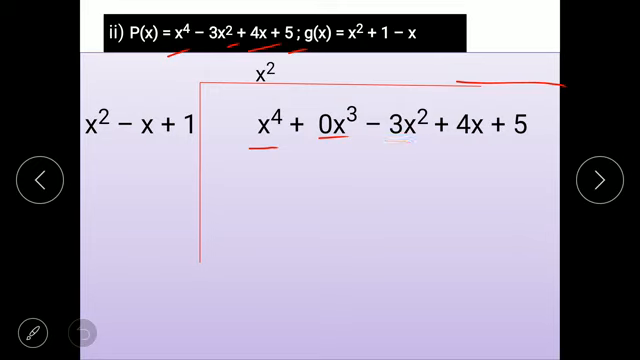Then look at the divisor given there. What is the divisor given there? x square plus 1 minus x. That is also not in order. First x square, we write it.